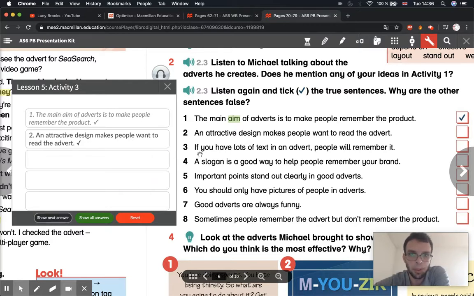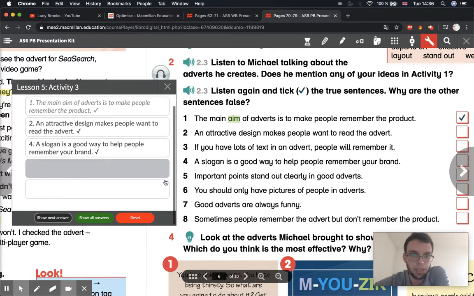Let's try number 3. If you have lots of text in an advert, people will remember it. That's not true. So there's no tick here, right? They said you have to have very short amounts of text. The message has to be short and direct. So no tick for number 3. Number 4, a slogan is a good way to help people remember your brand. That is true. We should have a tick there, right? It's always good to have a good slogan.